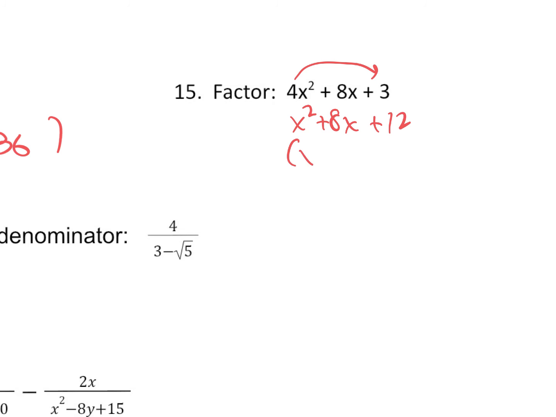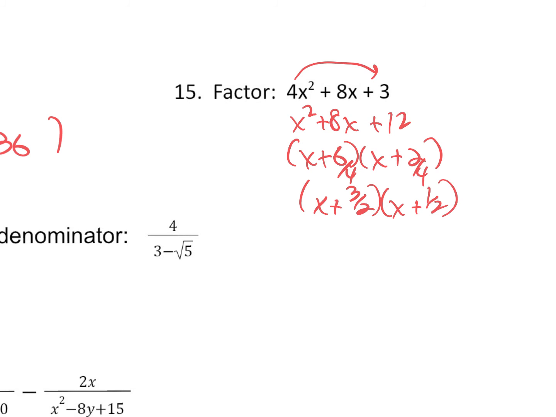What factors of 12 add up to be 8? Yes. Good job. 6 and 2. Now, that's the slide. Don't forget to divide by 4. All right, now, 6 over 4 is really 3 halves. 2 over 4 is really 1/2, and because they didn't go evenly, you got to slide again.